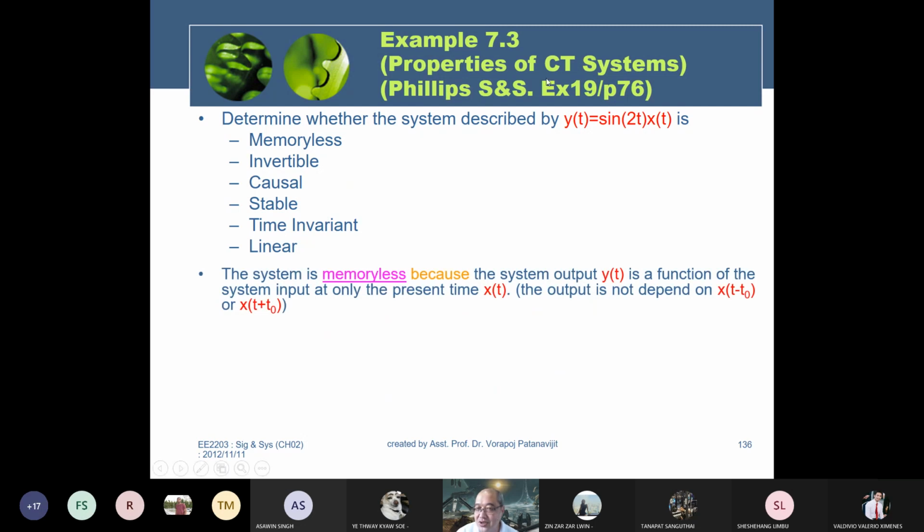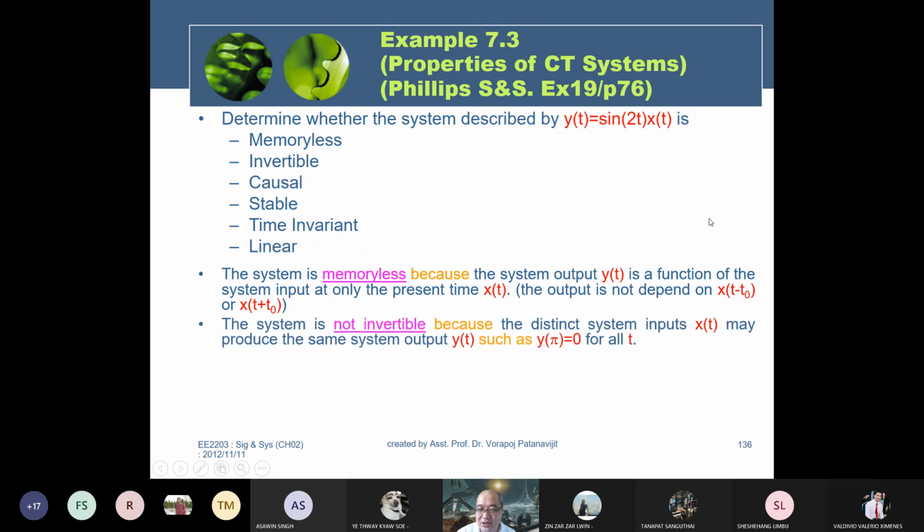Why is it memoryless? You check the input. y(t) depends only on x at that time t. It's not in the time shifting version of x(t). Therefore, the system is memoryless because the system output y(t) is a function of the system input at only the present time x(t), and the output does not depend on t minus t naught or t plus t naught.